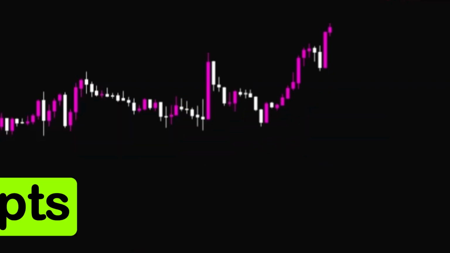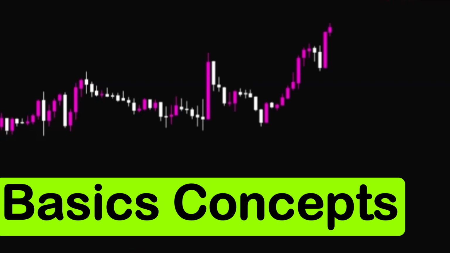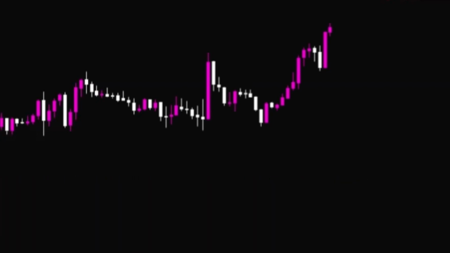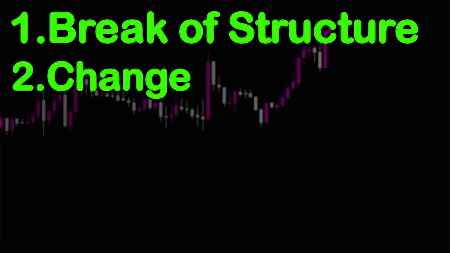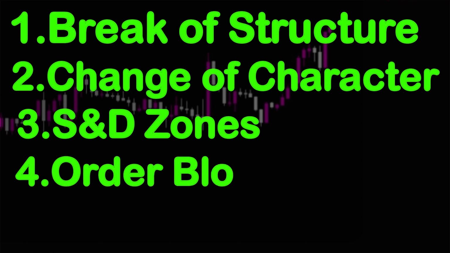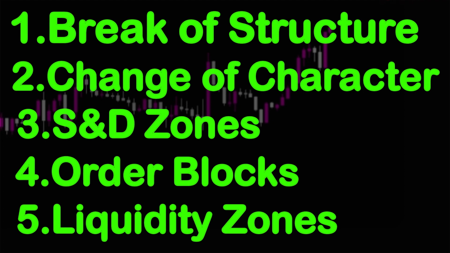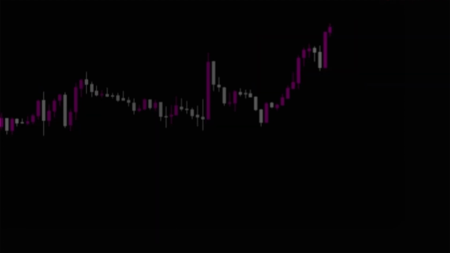Let us first learn the basic concepts and then we would learn the strategy of the flip zones. The basic concepts which we need to learn are break of structure, change of character, supply and demand zones, order blocks and liquidity zones of W and M pattern.